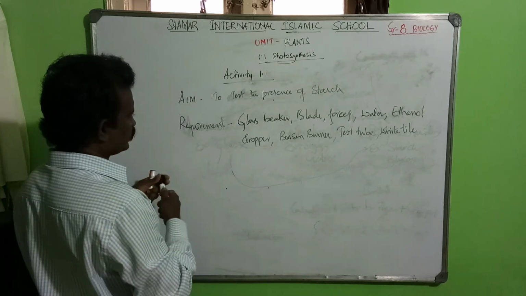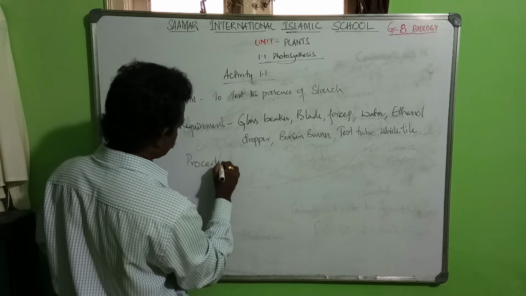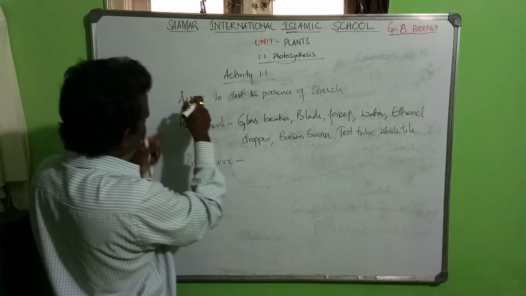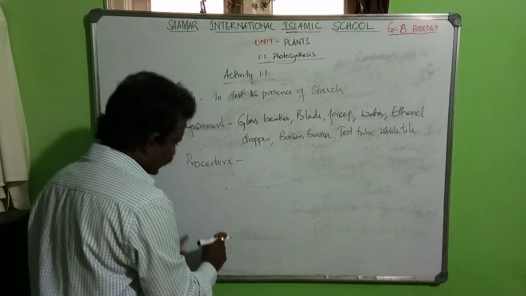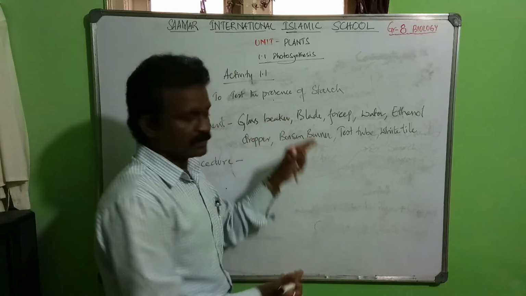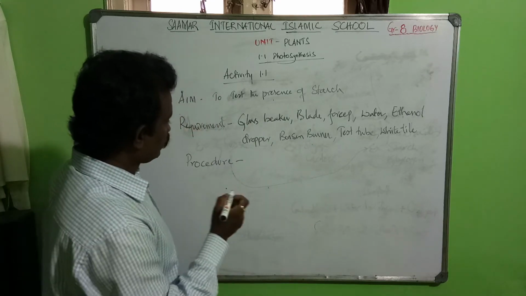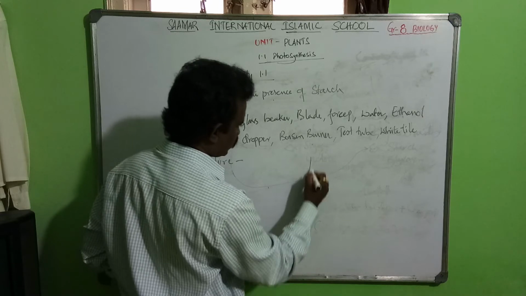Now, what do we do? Procedure. The next one is procedure. How do we test this? Procedure. You have to write in the record: aim, requirement, procedure, and observation. So that completes your record of what you have done in the activity in the lab. Is it clear? Now, here we will take the first point.